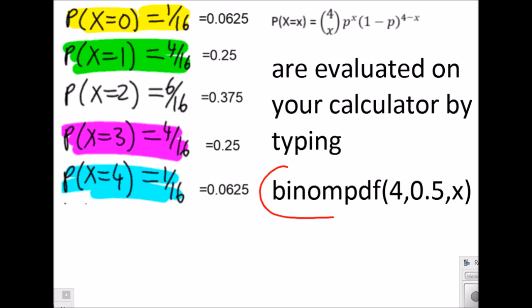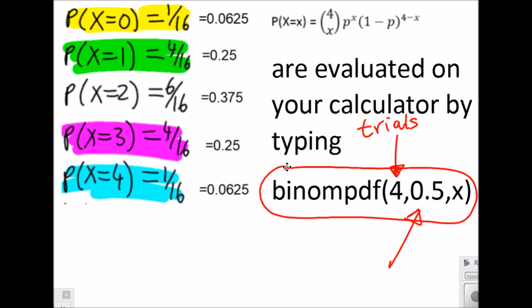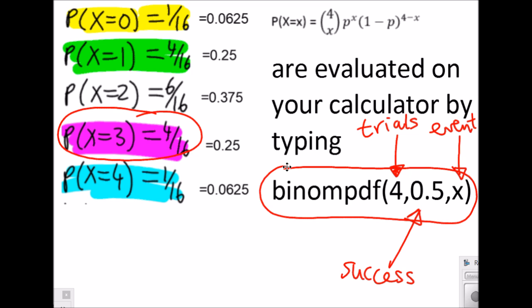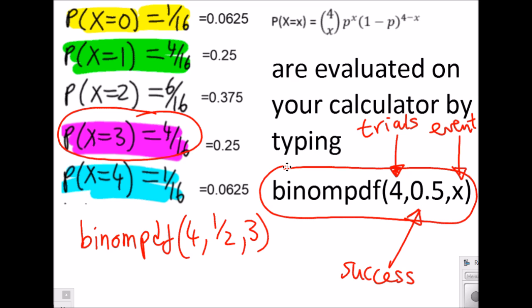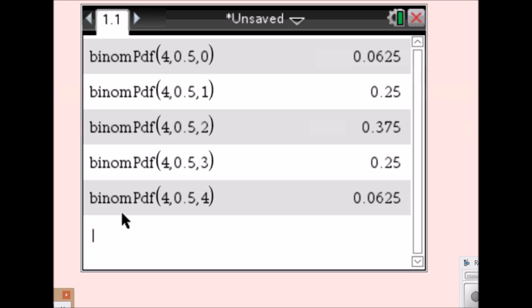Your calculator understands that as binomial PDF, and the syntax goes like this. That's the trials, that's the probability of success, i.e. the thing we're trying to count, and this is the event. So this one here I could get by typing binomial PDF 4, 1/2, 3, because I want to know the probability of 3 heads. And if you try that on your calculator, you'll get those numbers.